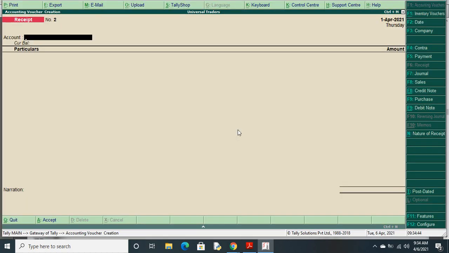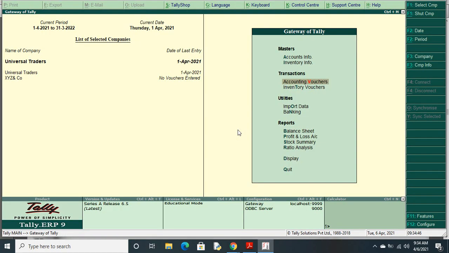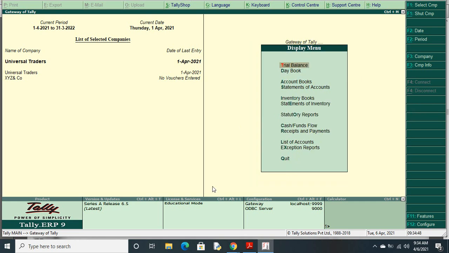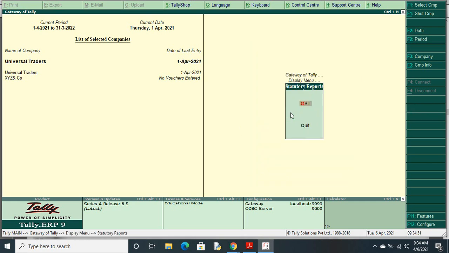Tax liability and advances. Once we go to display, statutory reports, GST.